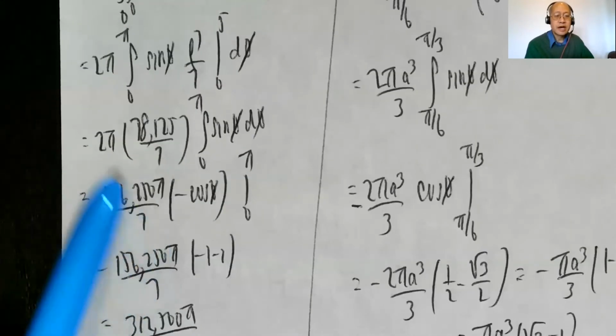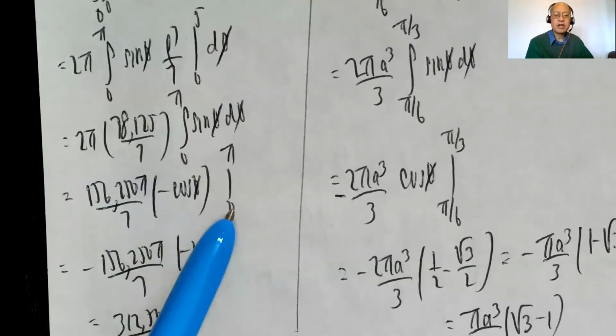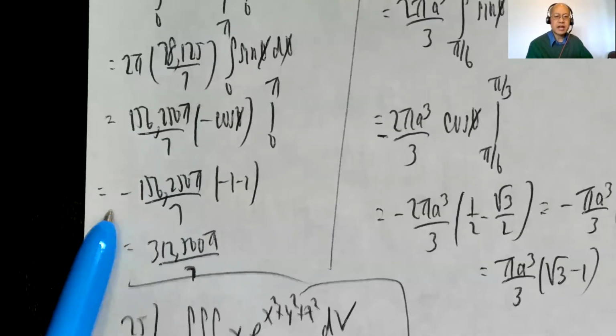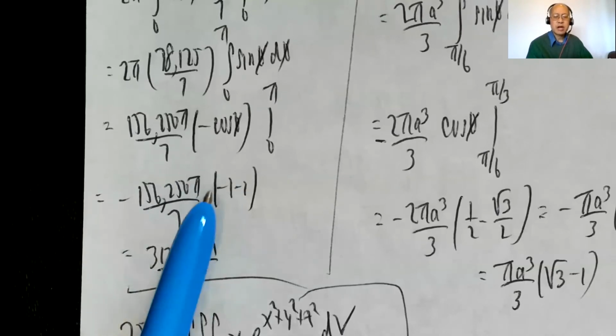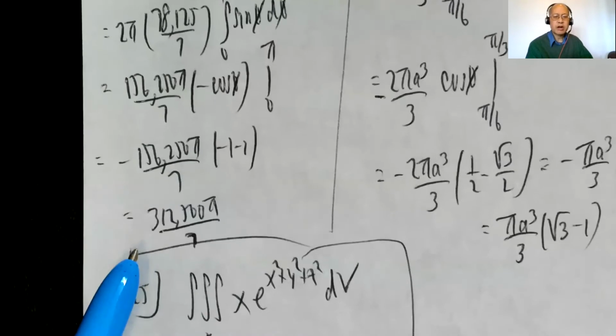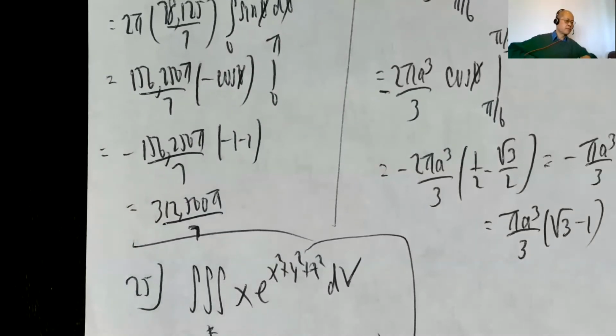So this comes out to be this mess. Negative cosine phi from 0 to pi, which is negative 156,250 pi over 7. Plug in pi, you get negative 1. Minus plug in 0, you get 1. So final answer, 312,500 pi over 7.